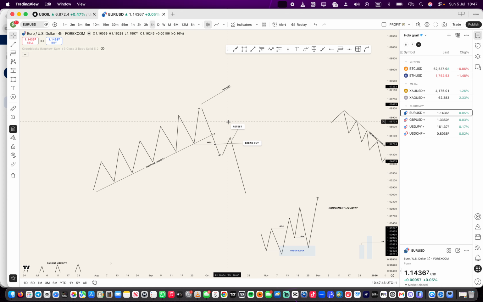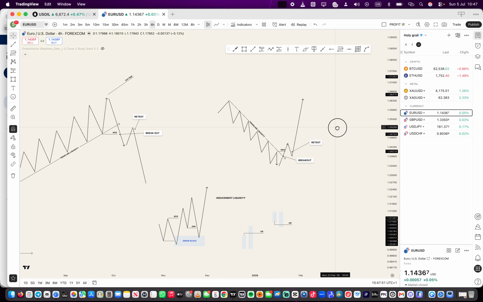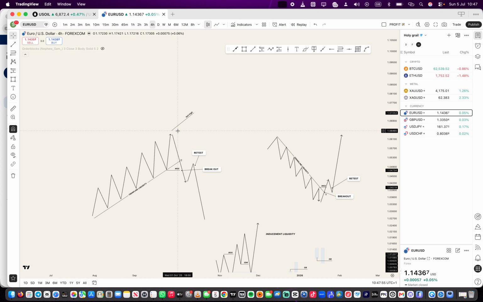Once the breakout happens, they'll look for the retest and then they'll take the trade. Same thing for the buy side too. That's one of the popular trades, and this is the kind of trading I've been doing since 2021.